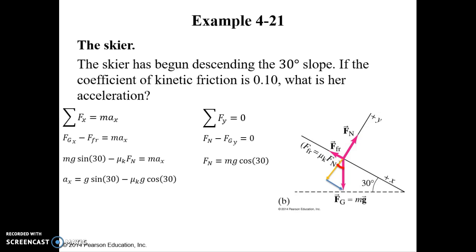Now our equation reduces down to the variable we want to solve for, acceleration. I went ahead and factored out g. Now we can plug and chug to get about 4 meters per second squared for the acceleration of the skier.